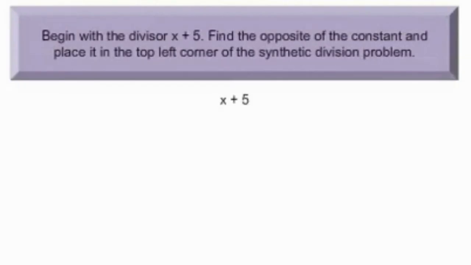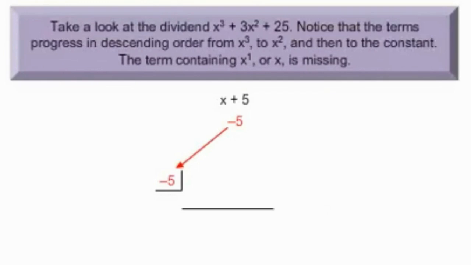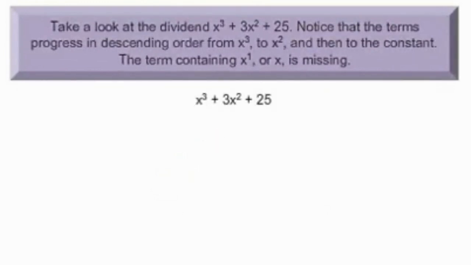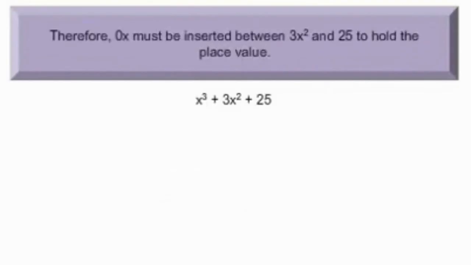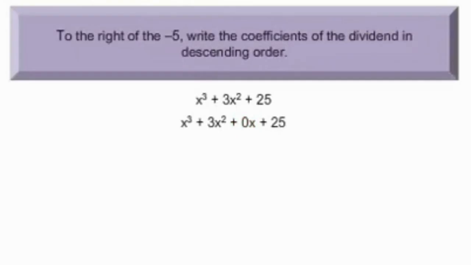Begin with the divisor x plus 5. Find the opposite. So we're going to divide by a negative 5 and put it in the top corner as we did for our synthetic division problem. Now we need to look at the dividend. X to the third plus 3x squared plus 25. Going in descending order, we notice that there's an x to the third, x squared, but the x term is missing. So we need to account for that with the 0. So write the coefficients to the right of the negative 5 that we have set up in our synthetic division problem. So the coefficients are 1, 3, 0, and 25.